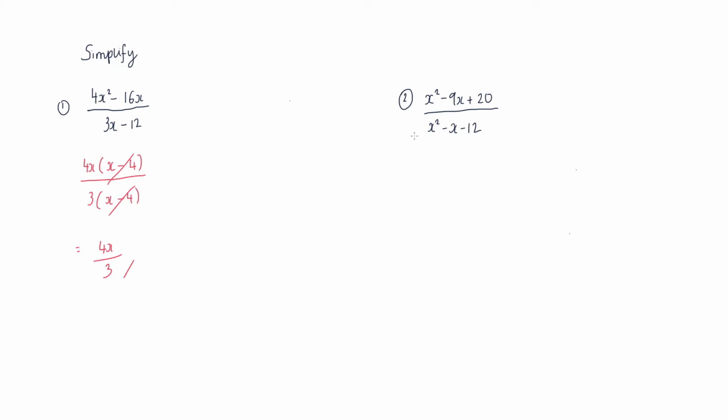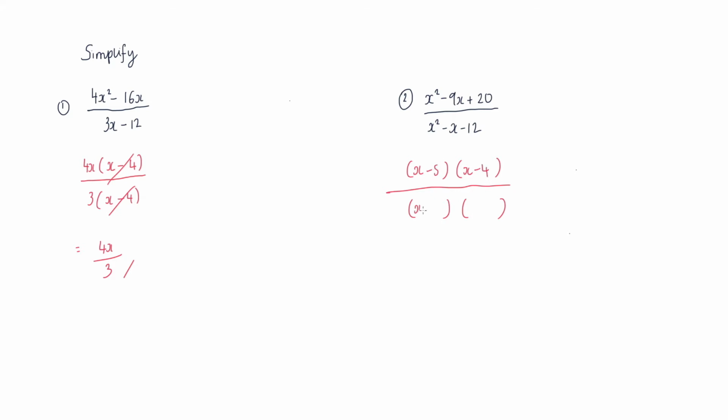So to factorize the top one, I'm going to put my brackets here first, on the top and also on the bottom because they're both the same. Now on the top, I'm going to put x and x. Essentially, I want two numbers that multiply to give me 20 and add to give me minus 9. So that's just going to be minus 5 and minus 4, right?